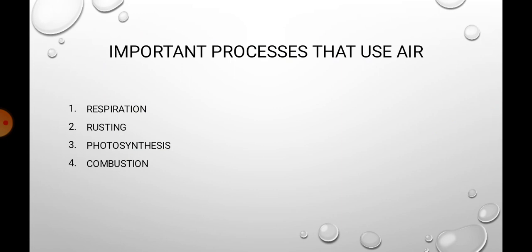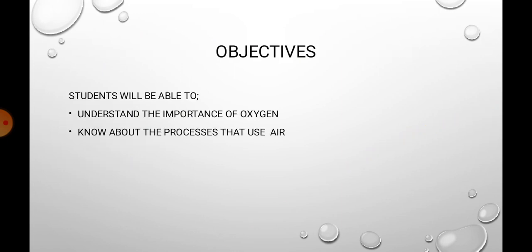Today we are going to continue chapter 6, Air and the Atmosphere, and the topic we are going to discuss is important processes that use air, which includes the subtopics respiration, rusting, photosynthesis, and combustion. At the end of the lecture, you'll be able to understand the importance of oxygen, and you'll also be able to know about the processes that use air.